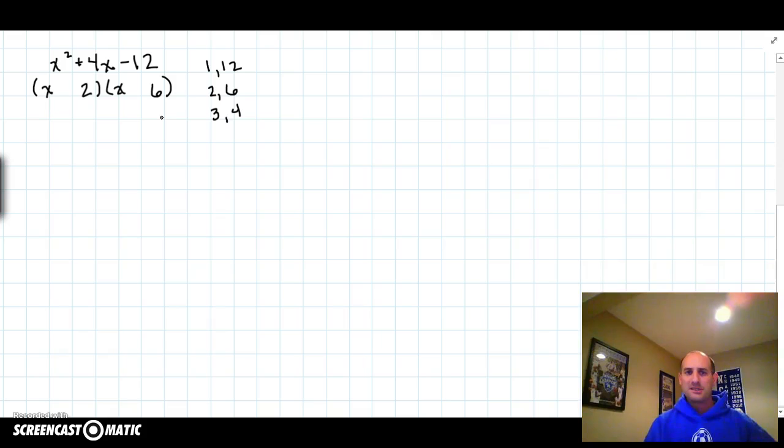If I wanted a positive 4 there, I need the 6 to be the bigger one. The more positive one, I'm sorry, because it's a bigger number. If that was a minus 4, I would put a minus sign in front of the 6. But because it's like this, a positive 6 and a minus 2. So my factors would be x minus 2 and x plus 6.